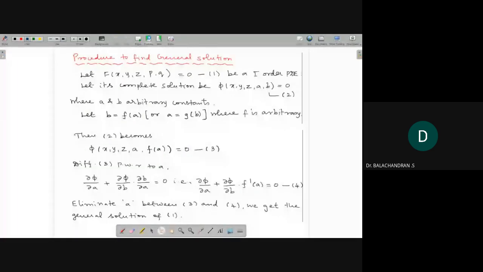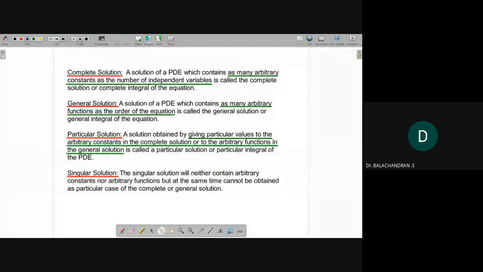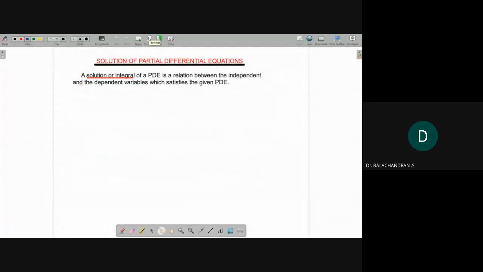So first I will start the solution of PDE. I will discuss elimination of arbitrary constants and arbitrary functions a little bit later. First we will discuss the solution of a partial differential equation. What do you mean by a solution? A solution or integral, both have the same meaning. Sometimes in the question they ask to find the integral of a PDE instead of find the solution.